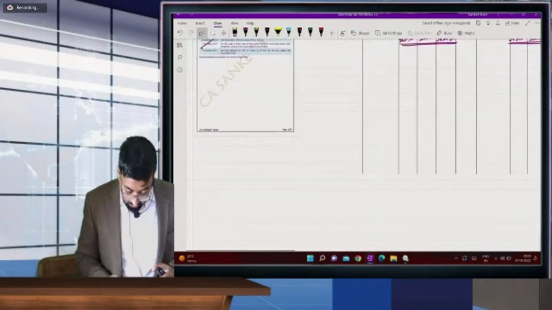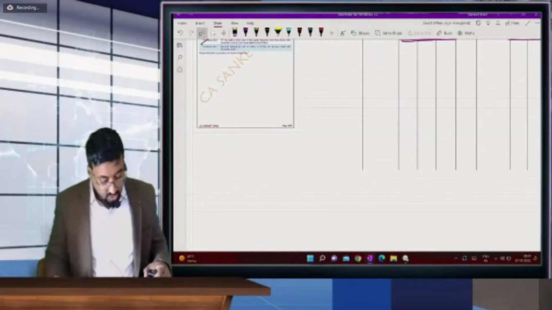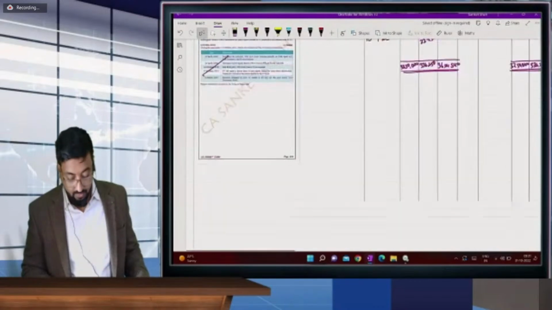Okay. Right shares are also eligible for dividend. Yes, beta, right shares are also eligible for interim dividend. Interim dividend. Okay.